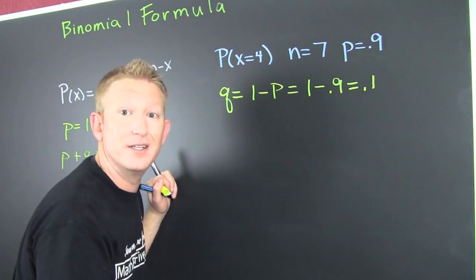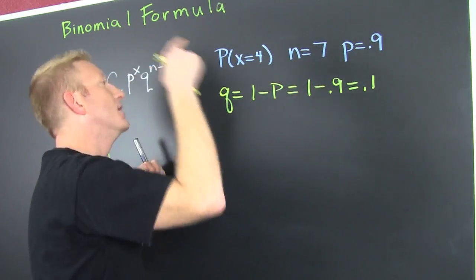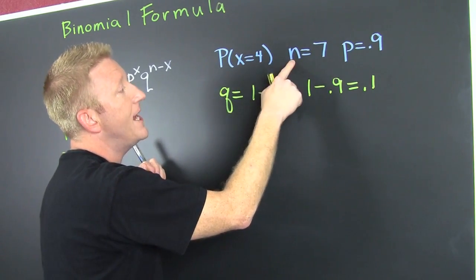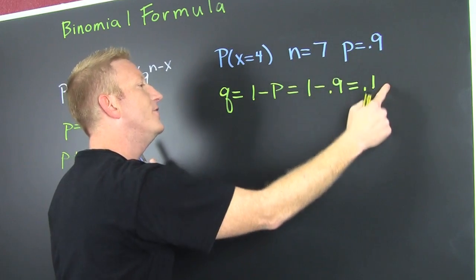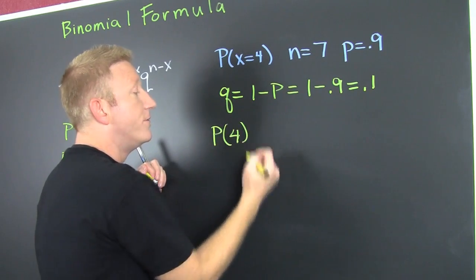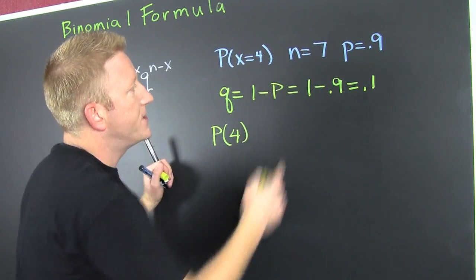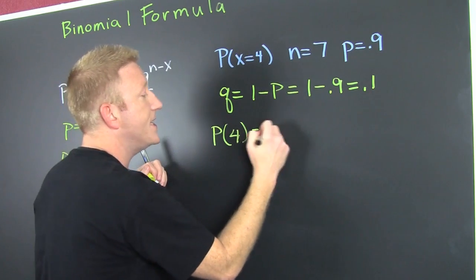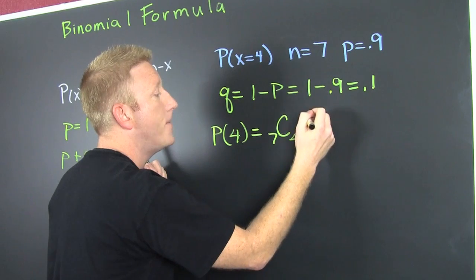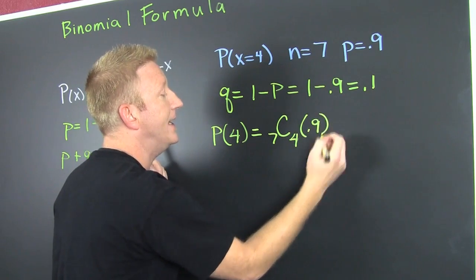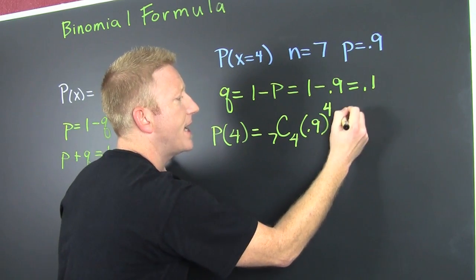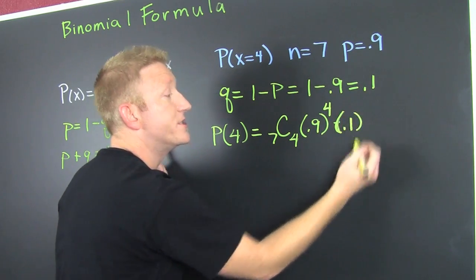Now we can throw everything into the binomial formula. So x is equal to 4, n is equal to 7, and p is equal to 0.9. We found q to be 0.1. So the probability of 4 occurrences when you're a 90% hitter and you get 7 tries is the combination of 7 things, choose 4 of them, p, which is 0.9. We're looking for 4 successes, so 4 goes up here. And then we multiply it by 0.1, which is our q.